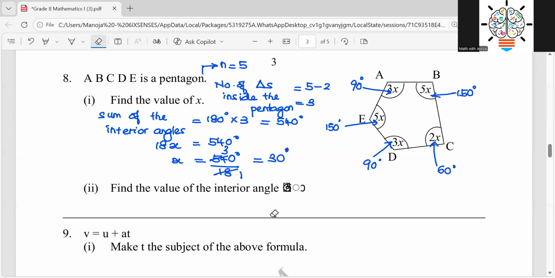5 times 30, 150. Then 2 times 30, it is 60. 3 times 30, 90. 5 times 30, 150. And 3 times 30, 90. Then I have given you the answer. You can cross-check that. If you want to double-check, if you are not sure about your answer, you can add 150, 60, 90, 150, and 90 together, and it gives you the answer 540, right?